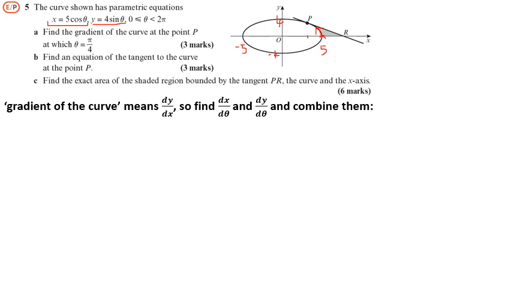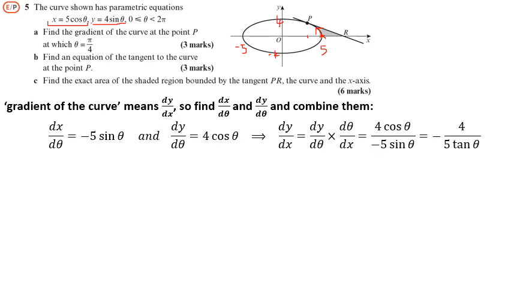When we've got those, we combine them using what's sometimes called the chain rule, where you multiply the derivative with respect to one thing by the derivative with respect to something else. And this is what we get. We've got those two separate derivatives, minus 5 sine theta and positive 4 cos theta. We need to multiply by d theta by dx, which means we're flipping the minus 5 sine theta over.